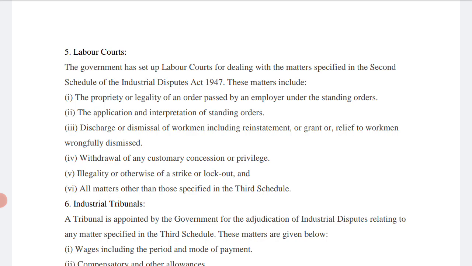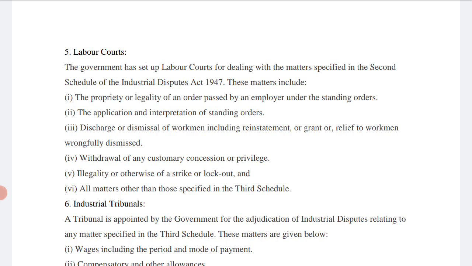The propriety or legality of an order passed by an employer under the standing orders, the application and interpretation of standing orders, discharge or dismissal of workmen including reinstatement or grant of relief to the workmen wrongfully dismissed, withdrawal of any customary concession or privilege, illegality or otherwise of a strike or lockout, and all matters other than those specified in the third schedule.